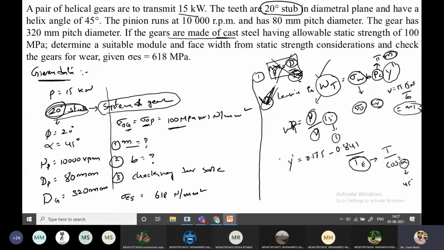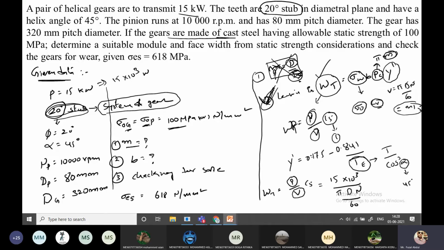So I am calculating Wt, the tangential load. Wt equals P by V into Cs. The power value is given in the question itself, 15 kilowatts, so 15 into 10 to the power of 3 watts. I am writing this here, divided by V, which means the pitch line velocity. Pitch line velocity means pi into d into n by 60.